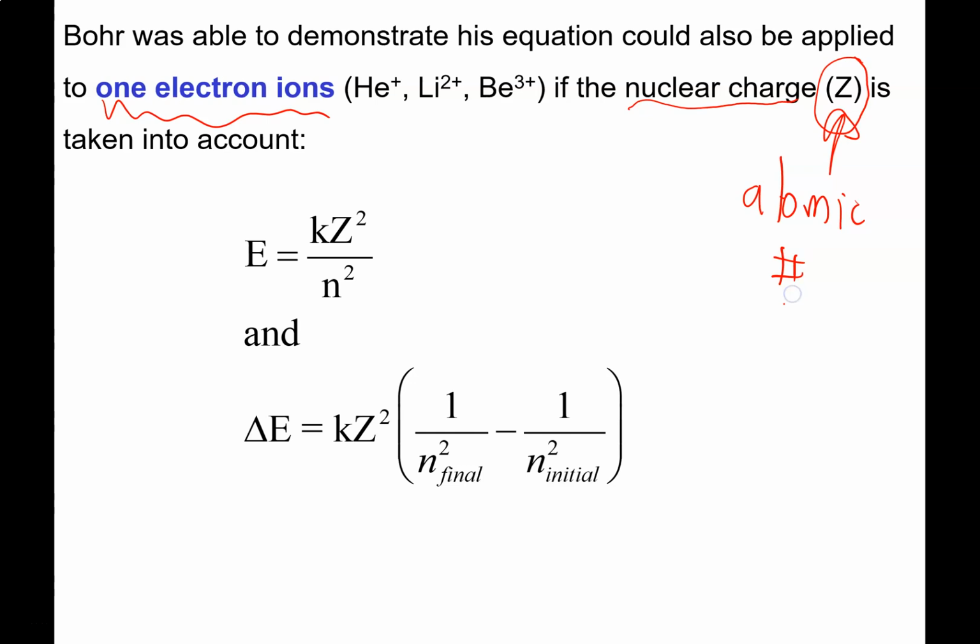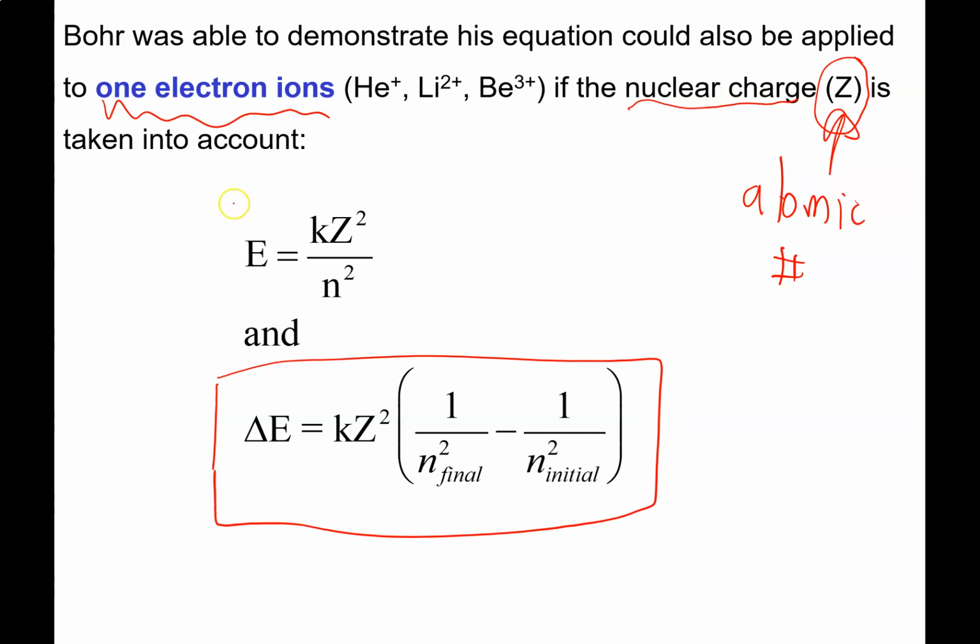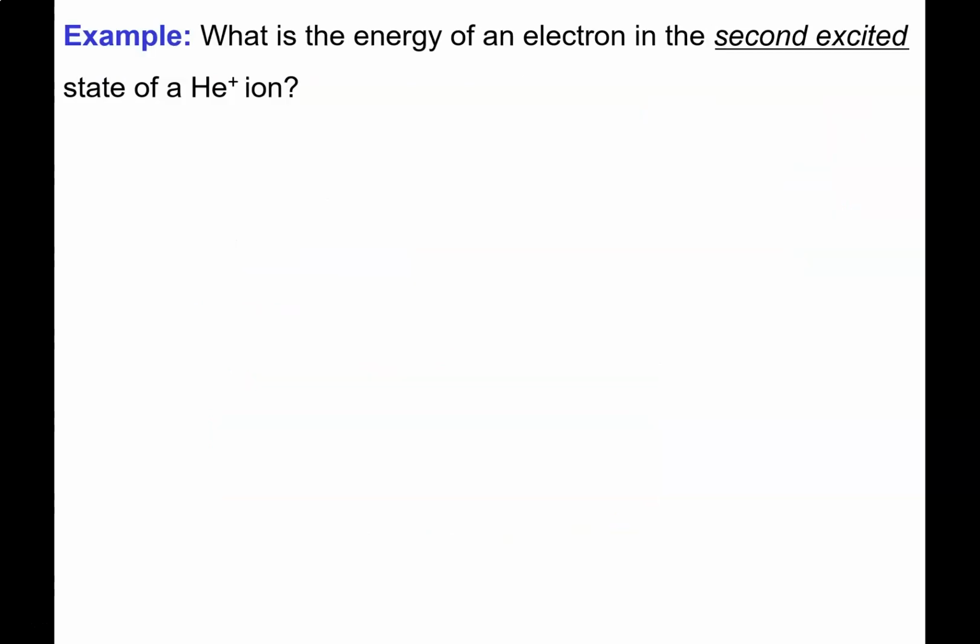So what Bohr found was if you included a term of Z squared into your energy formula, then this worked for these 1 electron ions as well. So our revised or more complete version of the Bohr equation includes a multiplier of the atomic number squared, and we just get the atomic number from the periodic table.